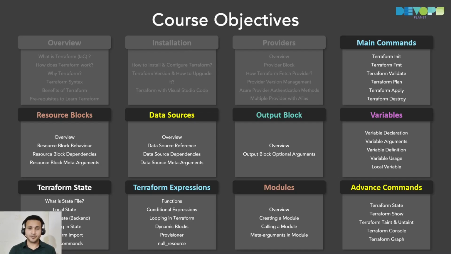Like, if I want to deploy the resources, I'll have to use the Terraform apply command. I'll have to see the plan, I have to review the changes which are going to be applied, so I can use the Terraform plan command. If I want to destroy the resources, then I'll have to use the Terraform destroy command. So these main commands are very useful, and we are using them most frequently. So let's have a look.